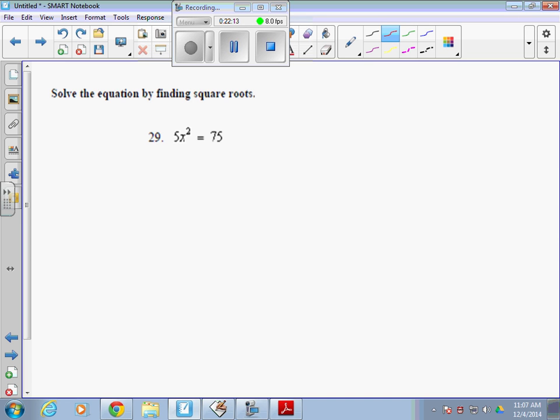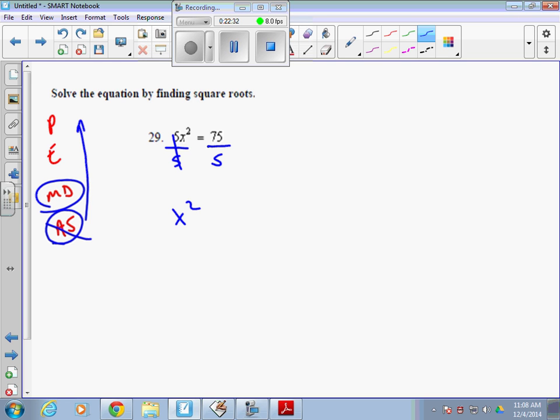29 says solve by finding square roots. First thing you want to do, remember, please excuse my dear Aunt Sally, is how you always do it. When you undo it, you go backwards. So you look for anything that's adding and subtracting first. We don't have that. You look for anything that's multiplying and dividing next. We got that 5 times x squared. So cancel that out. Divide by 5. X squared equals 15. Then get rid of that x squared by taking the square root of it. It'll cancel it out. If you do it there, do it here. X equals the square root of 15.